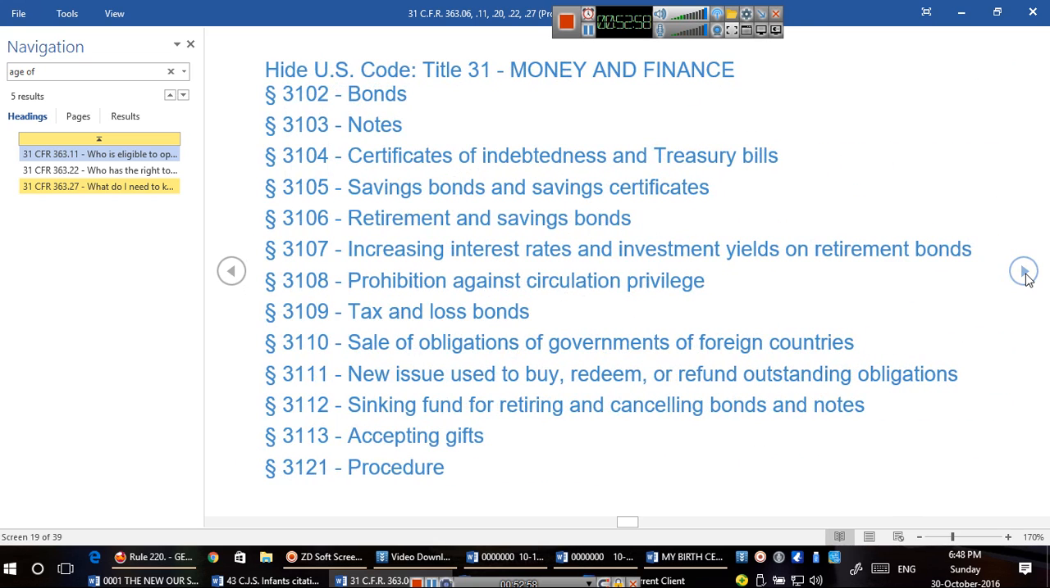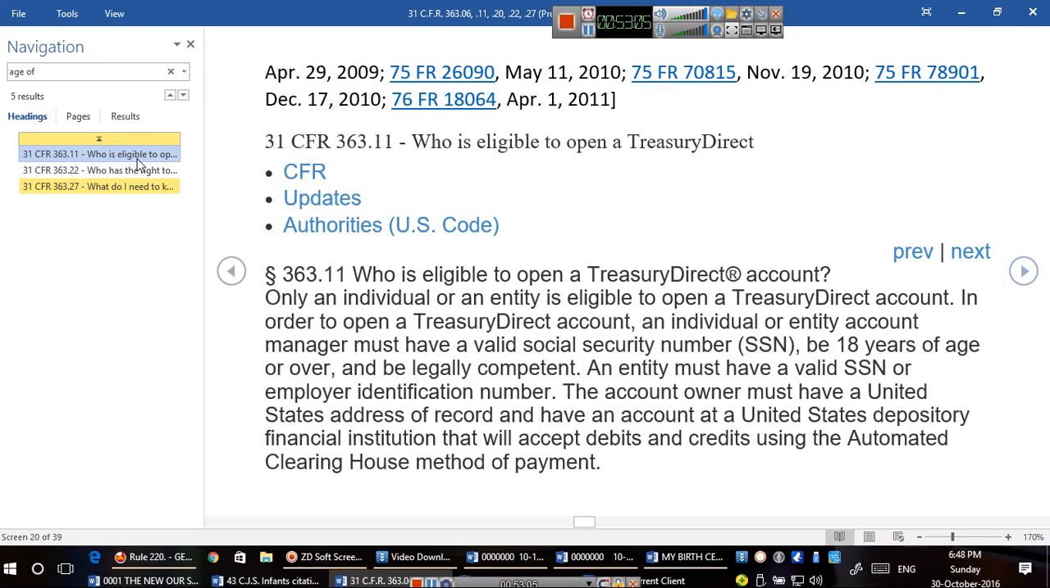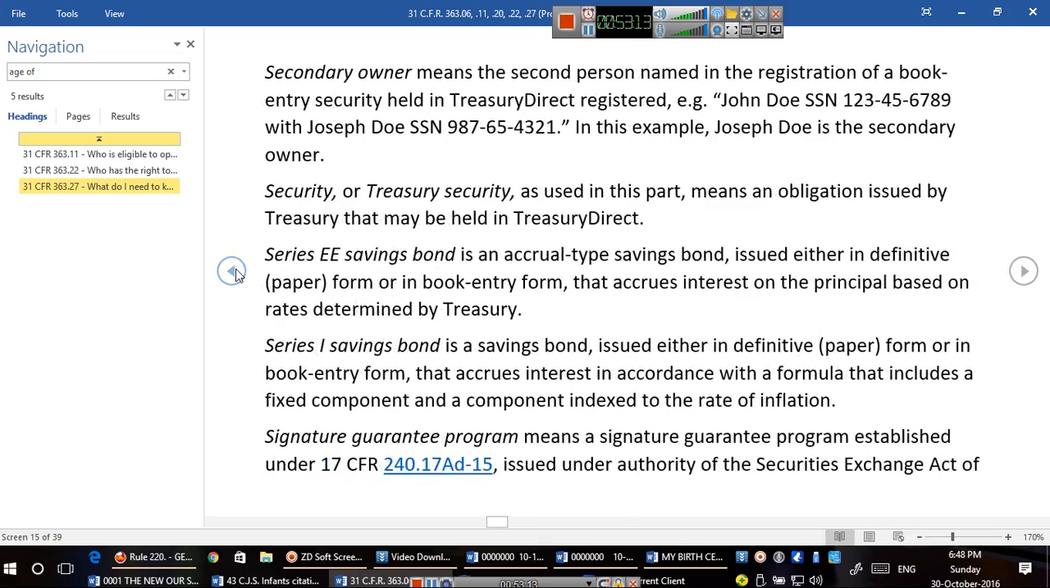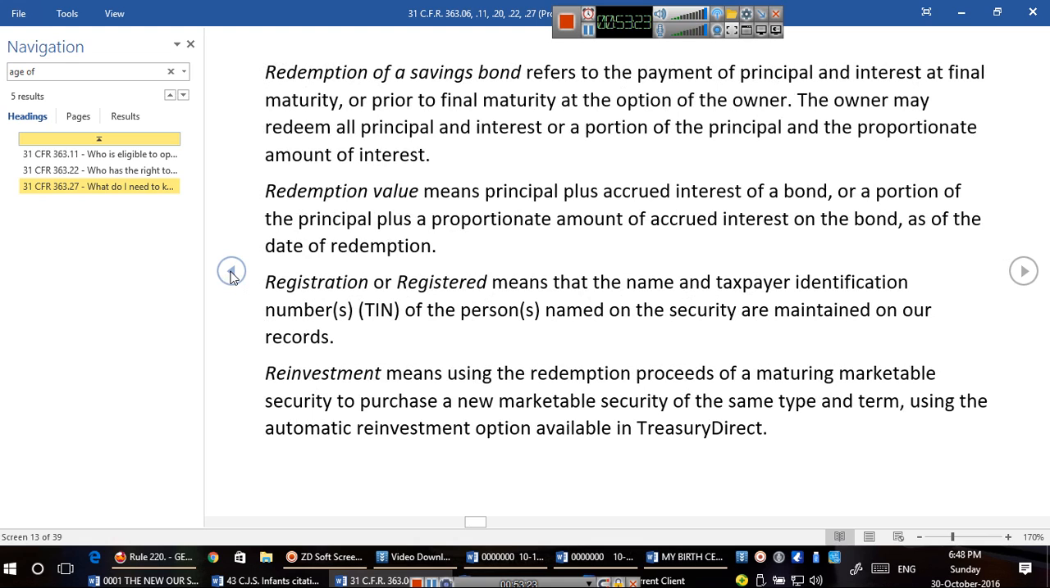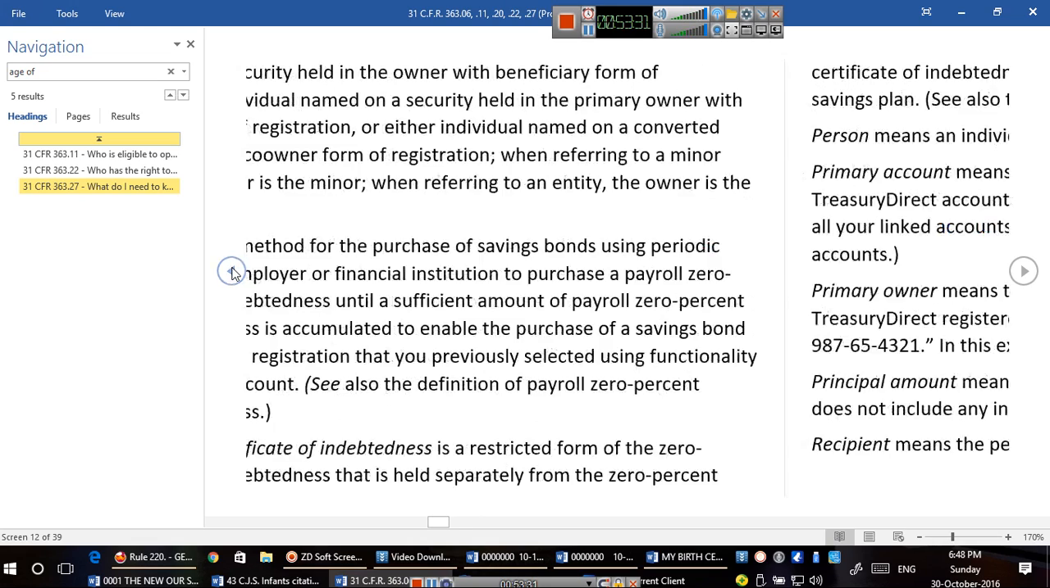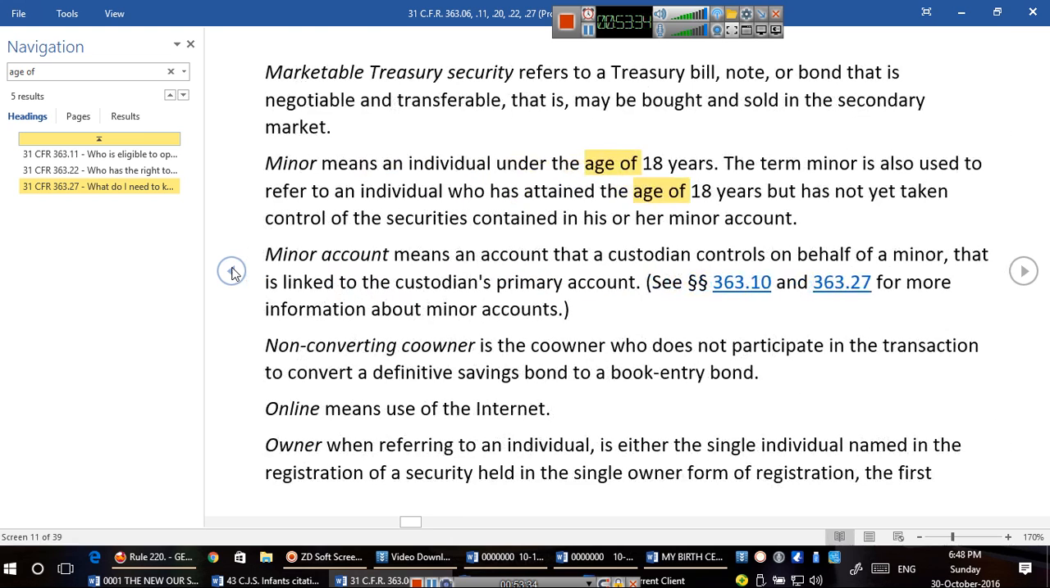Oh, I'm sorry. Nope, it doesn't do that. The other one does in definitions. 06, that's what it is. Okay, we have to go back to 06. So security, single owner, security. Security or treasury security as used in this part means obligations issued by the Treasury that are held in Treasury Direct. We're going to talk about that a little bit later. But I told all of you guys, individual means an individual or an entity, just like it said, only an individual or an entity can open up a Treasury Direct account.